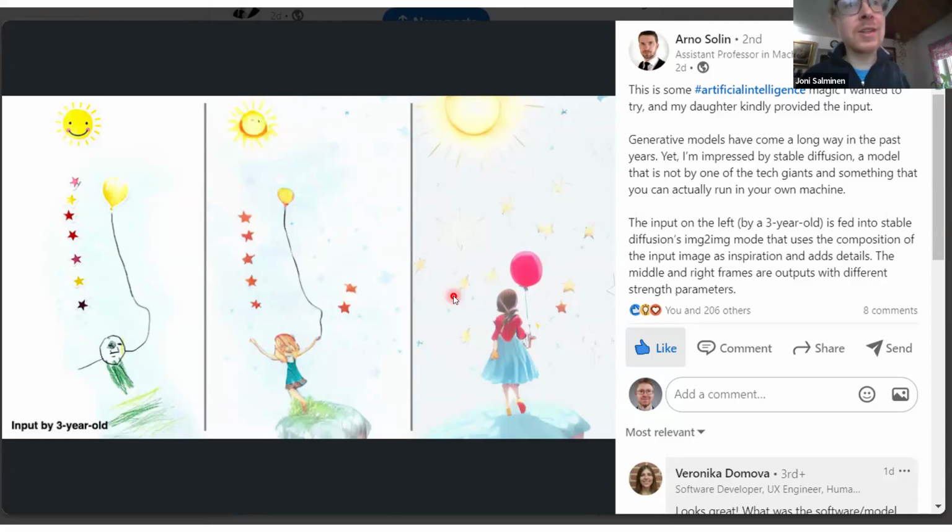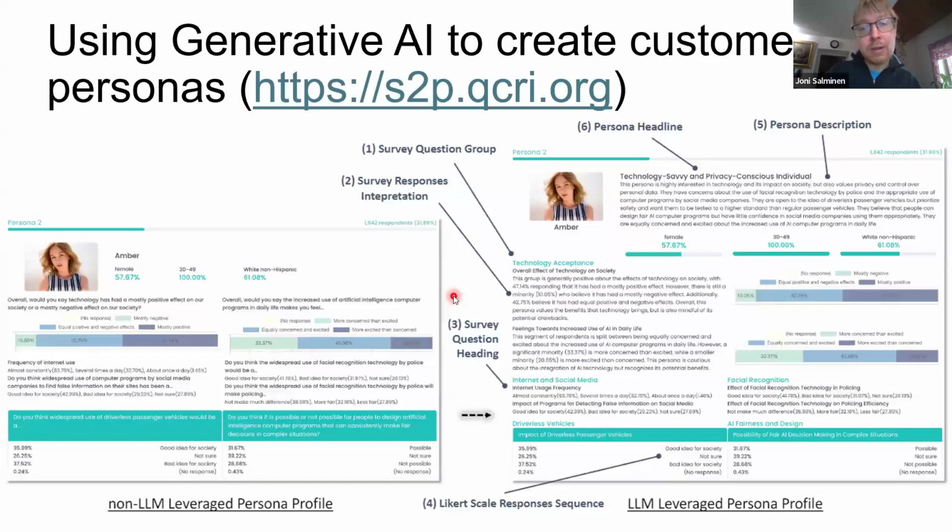Because art is a subjective experience. It's not that some committee decides that this is art and that is not art. So it's kind of interesting. For creative purposes, it's good.